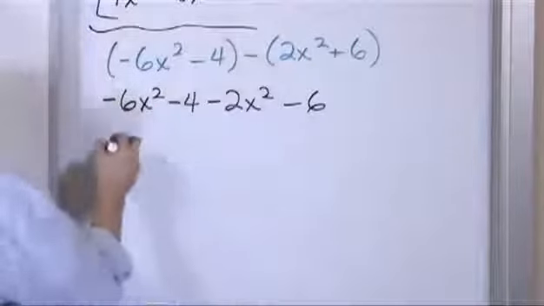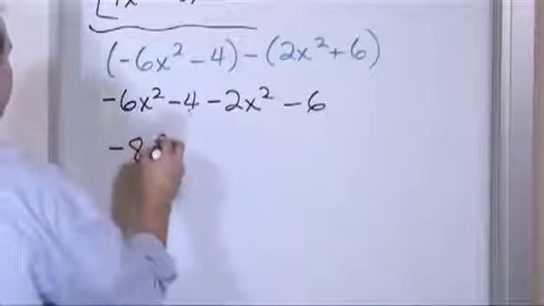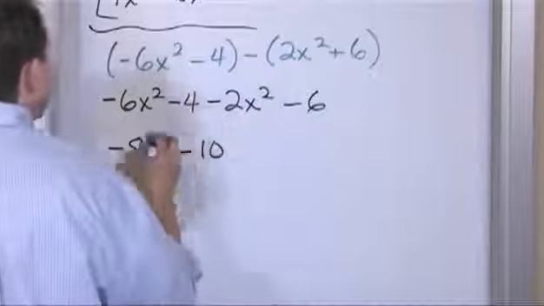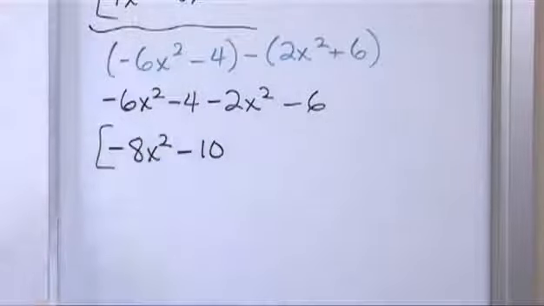I'm going to add those together, giving me negative 8x squared. Here are my numbers, negative 4 plus negative 6, negative 10. So negative 8x squared minus 10. Okay, last couple of problems.